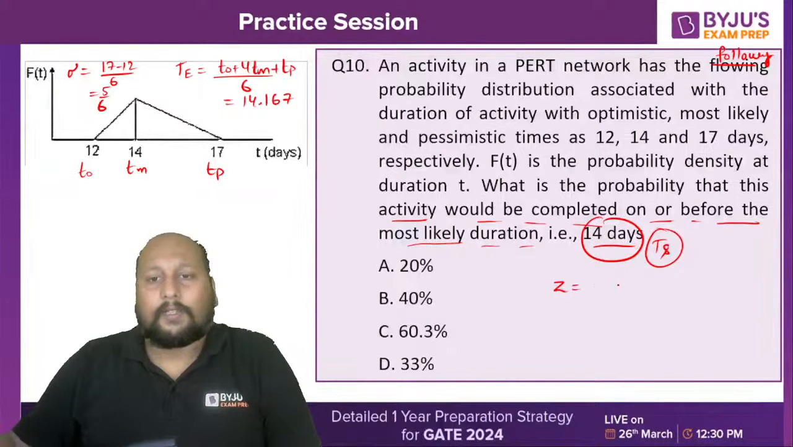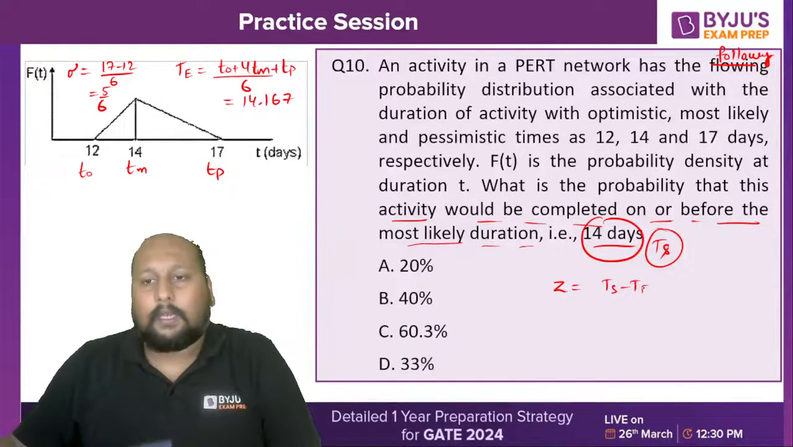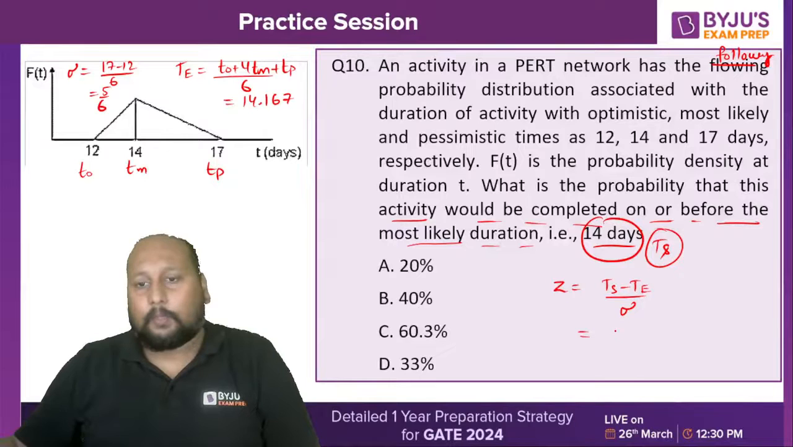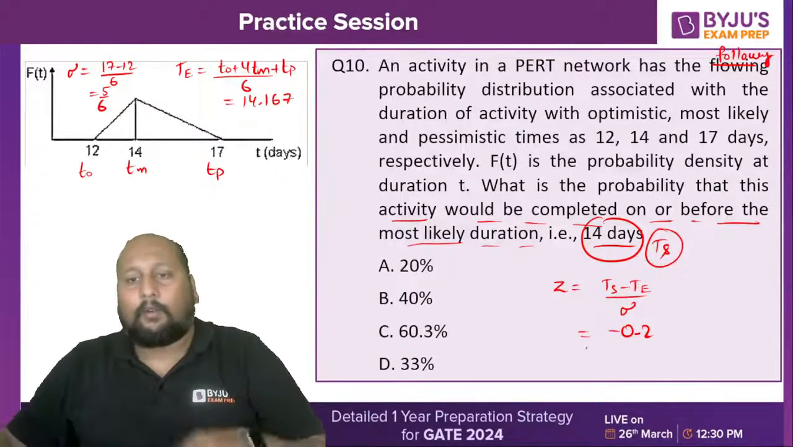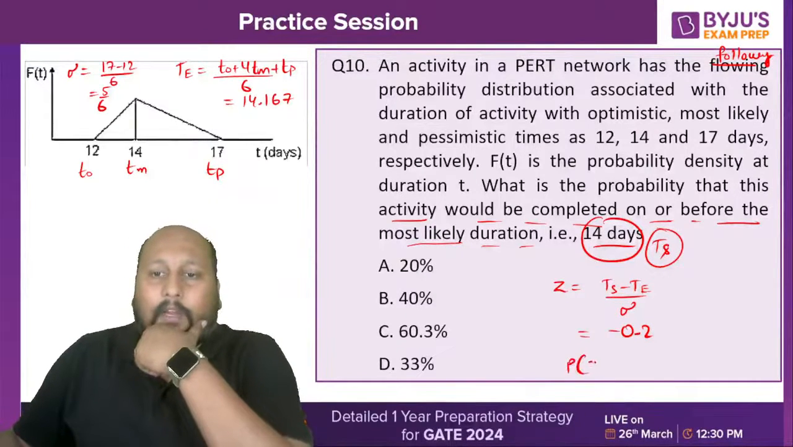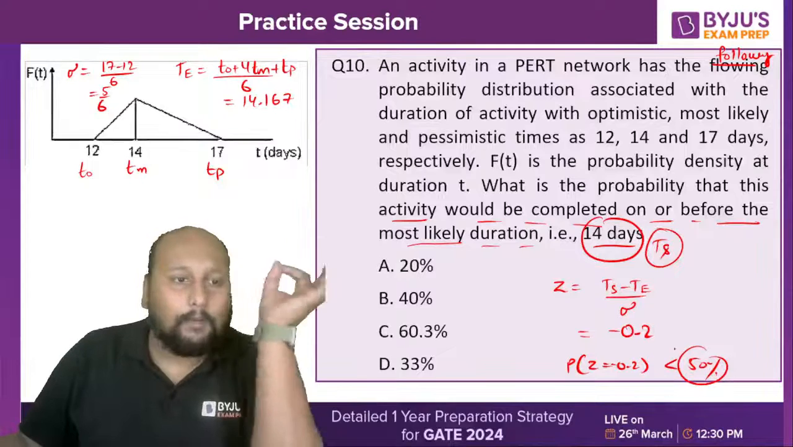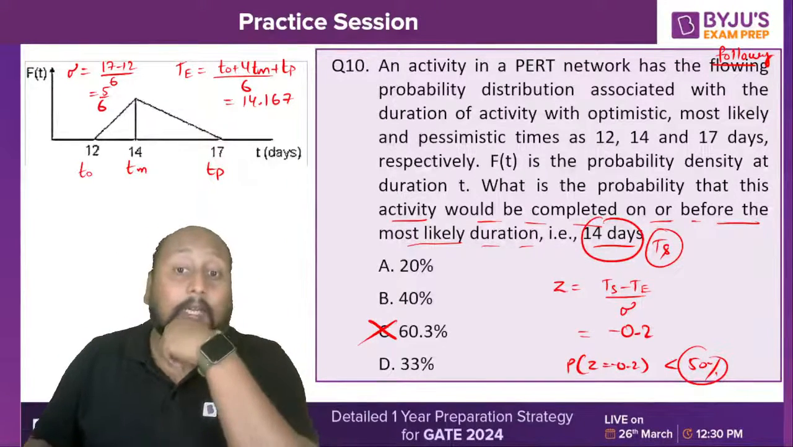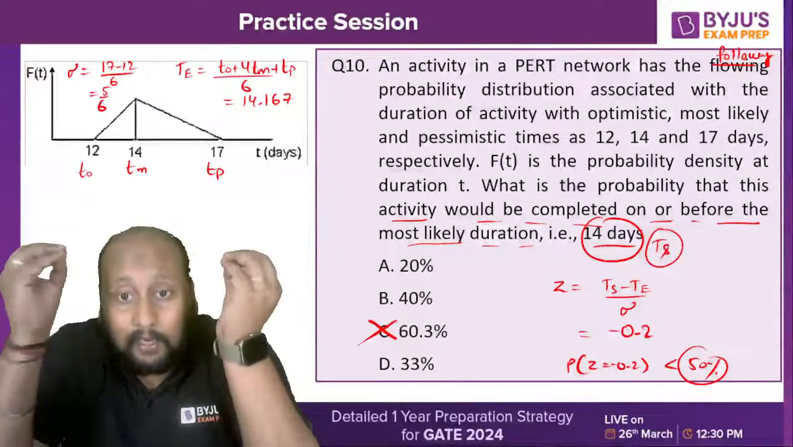So you can get the value of Z is equal to (TS minus TE) divided by the standard deviation. From here, I am getting 14 minus 12, divided by 5. So we'll be getting 0.4... I mean, minus 0.2. Now, if I say minus 0.2, that means the probability of Z equal to minus 0.2 will be somewhere less than 50%. It will be less than 50%, right? That means option C is not possible, but we don't know the exact value of this.